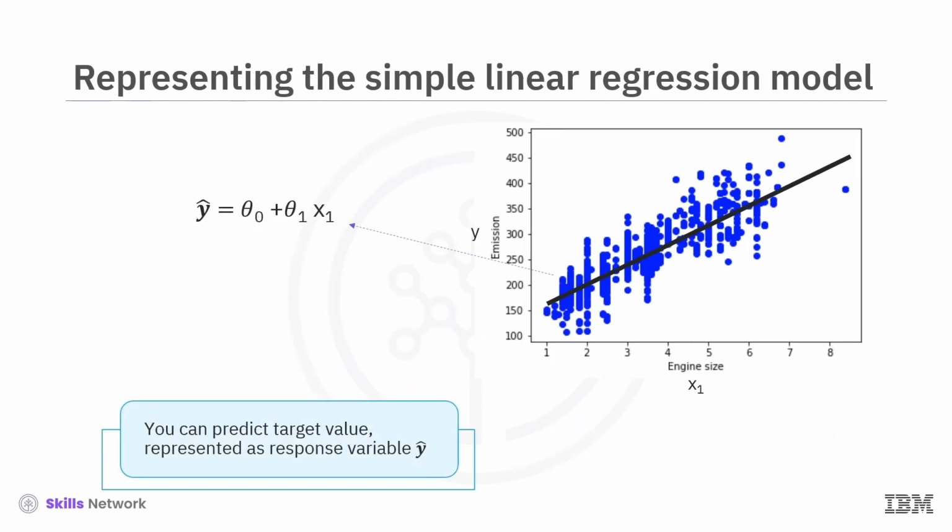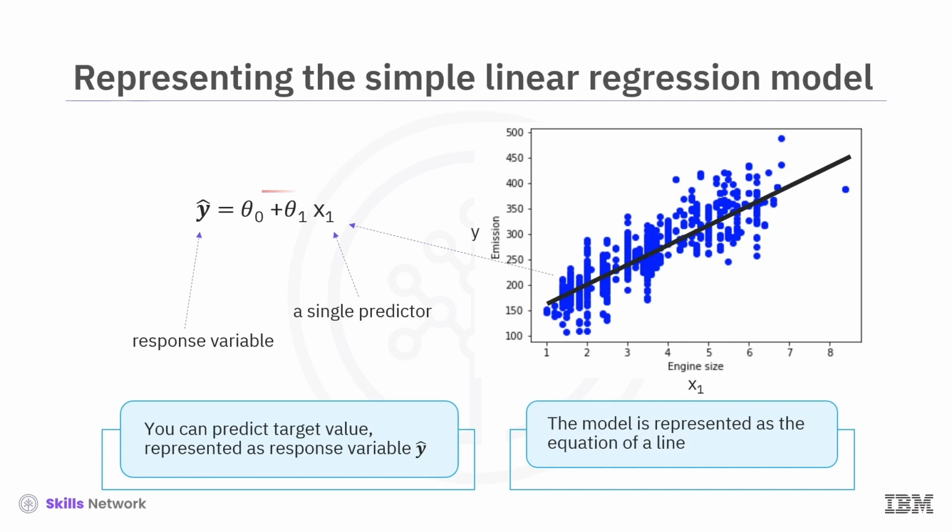You can predict the target value CO2 emissions represented as the response variable y hat. The independent variable, which in this case is engine size, is represented by the single predictor variable, x1. The model is represented as the equation of a line here. Y hat is the predicted response expressed in terms of x1 using a y-intercept, theta 0, and a slope, theta 1. Theta 0 and theta 1 are called the coefficients of the linear regression model, selected by the linear regression algorithm to determine a best fit line.